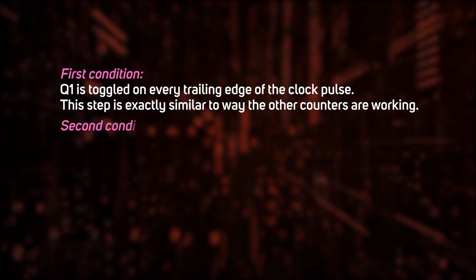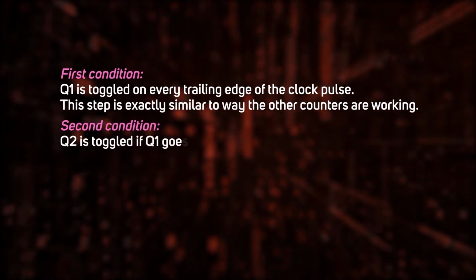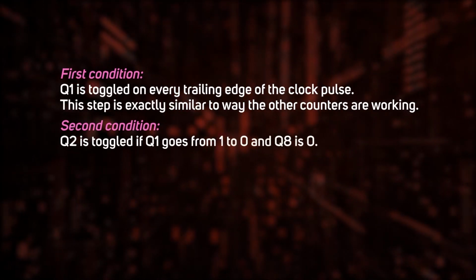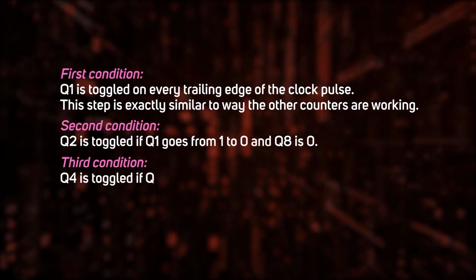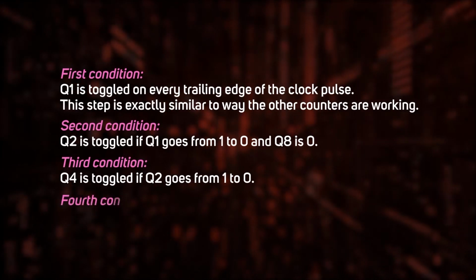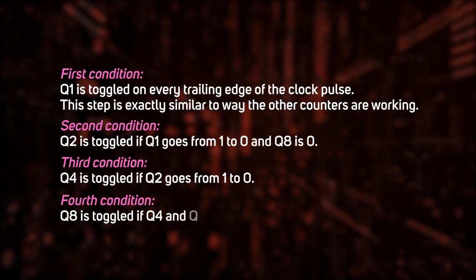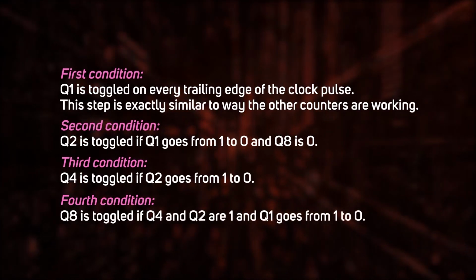Then the second condition, Q2 is toggled if Q1 goes from 1 to 0 and Q8 is 0. Then the third condition, Q4 is toggled if Q2 goes from 1 to 0, and the fourth condition is Q8 is toggled if Q4 and Q2 are 1 and Q1 goes from 1 to 0. These are the conditions for toggling.